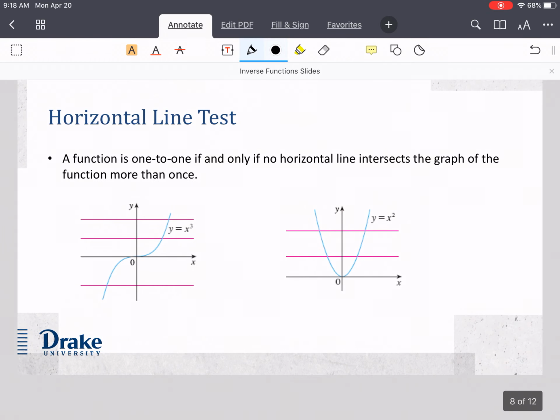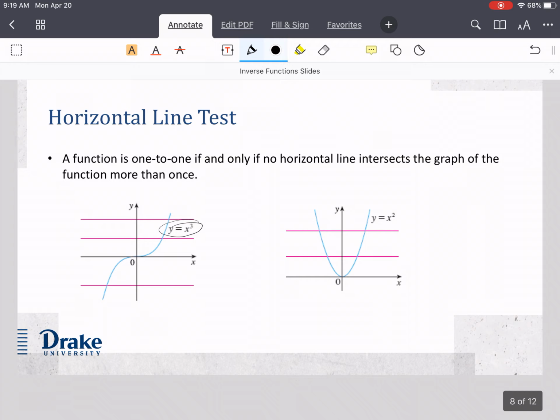One practical way of doing this is applying the horizontal line test. A function is one-to-one if and only if no horizontal line intersects the graph of the function more than once. To illustrate this, I'm going to use two examples. So think of y equals x cubed.